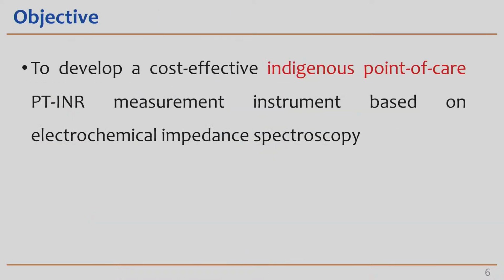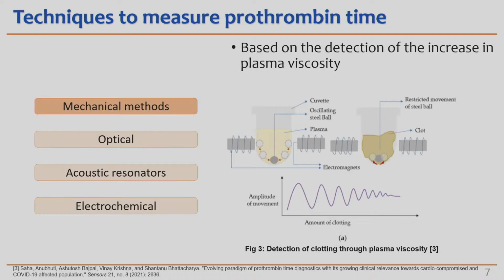So the objective of this project is to develop a cost-effective indigenous PTINR measurement system based on electrochemical impedance spectroscopy. I will brief you shortly on the existing techniques of measuring prothrombin time.